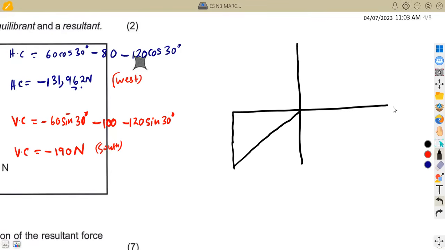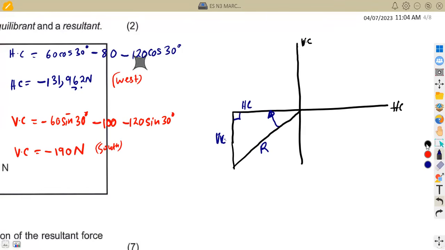This is the horizontal component. This is your vertical. So our horizontal is negative, vertical also negative, so it can only be in this quadrant. This is your horizontal component in this case. This is your vertical component in this case. All right, so this is going to be your resultant, and also we can have our resultant angle in this case. So let us calculate and see what we have.